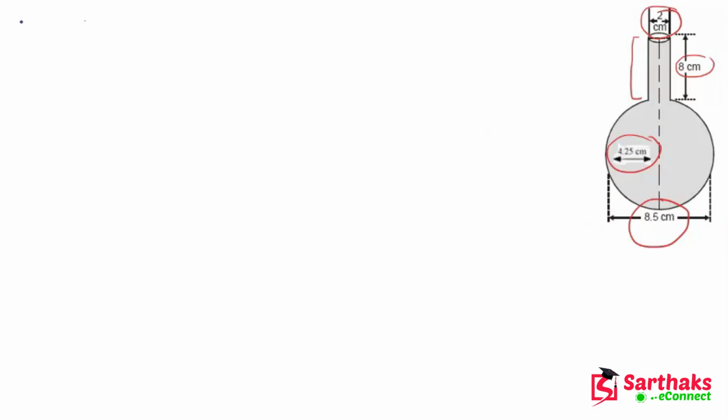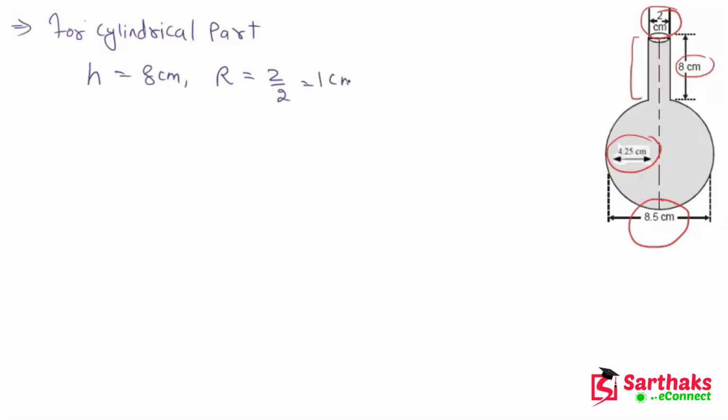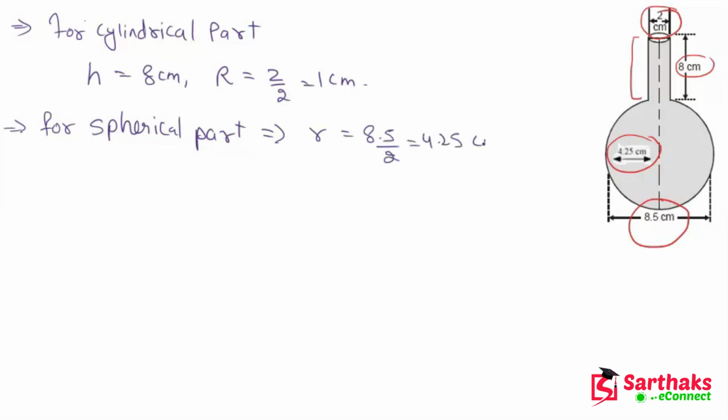So now, my dear friends, for the cylindrical part, what is the height h? 8 cm, and the radius capital R is 2 upon 2, which means 1 cm. Okay. And for the spherical part, the radius we have is 8.5 upon 2, which gives 4.25 cm. Okay, my dear friends.